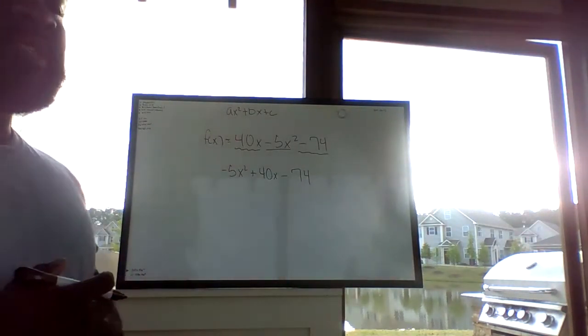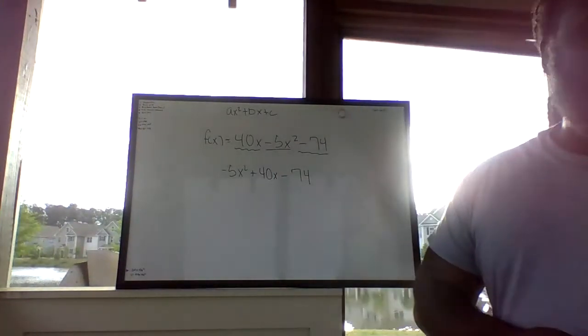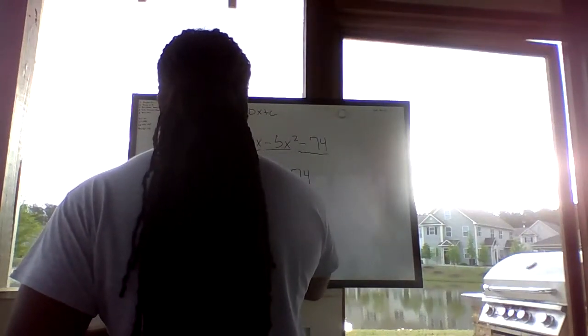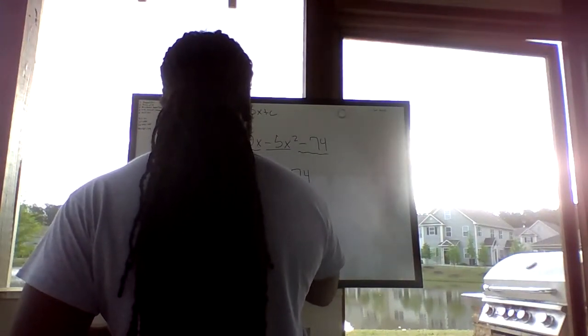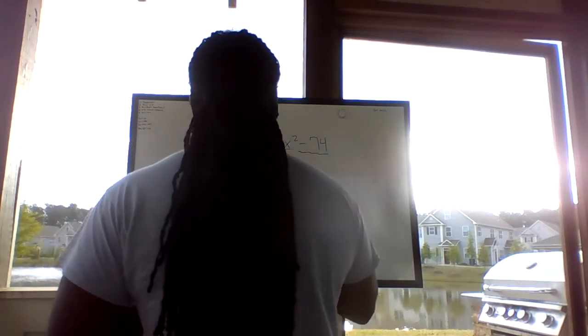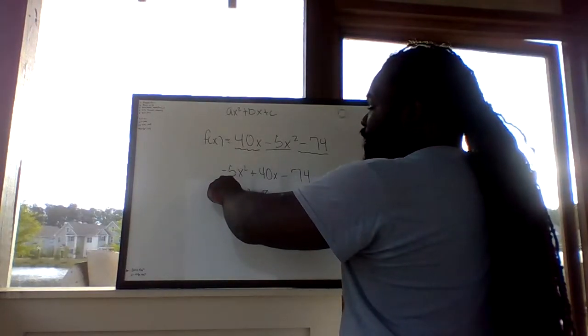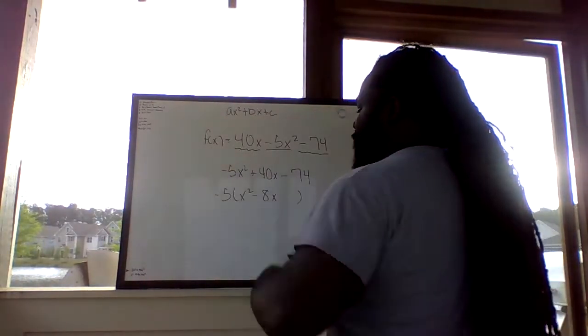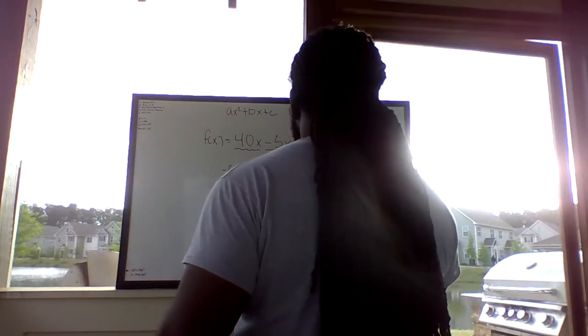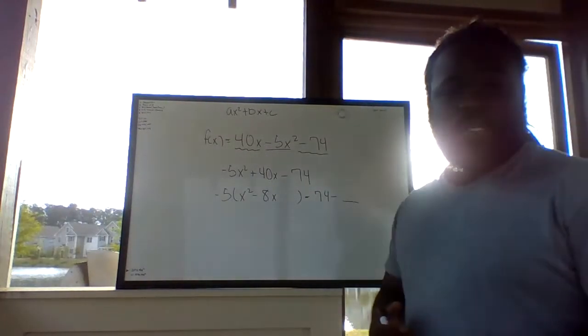Now we got it in standard form. What do we need to do next? Step 2, look back at your notes. Factor out A. We want to factor out A from these first 2 terms. All right, so we're going to factor out a negative 5. That gives me x squared minus 8x. Remember to check your signs. If I'm factoring out the negative 5, you got to factor out the negative as well, right? That means this positive now becomes a negative. On the outside, we got minus 74 minus another value, right? We'll figure out what that value is after we complete the square.